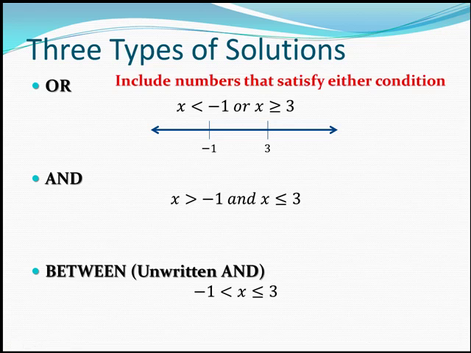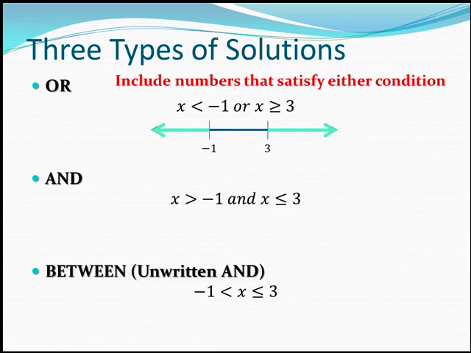OR statements include numbers that satisfy either condition. So in the case of x is less than -1 or x is greater than or equal to 3, we're going to look at including numbers to the left of -1, but we also are going to include numbers that are to the right of 3.